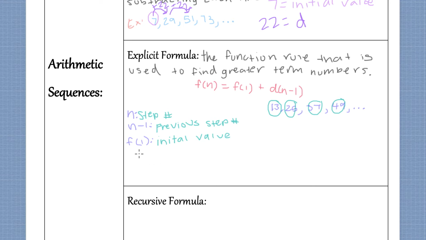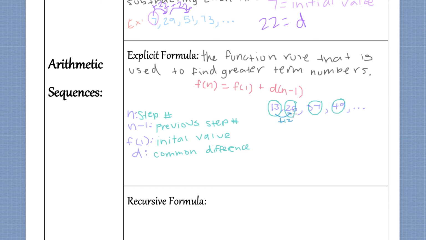Our last variable is d, and we talked about that up here. We said that d is the common difference. The common difference is basically what you're adding each time to the sequence. So let's see what we're adding. Over here, 25 minus 13 is equal to 12.